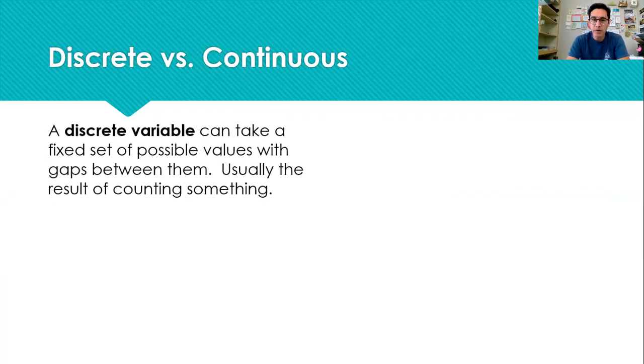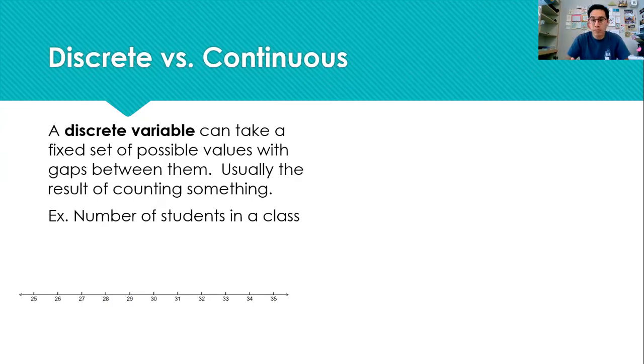A discrete variable only takes a fixed set of values, and there's going to be gaps in between them. This is usually the result of counting something. An example of a discrete variable would be the number of students in a class. Maybe there's 25 students in a class, or 26 or 27, right? We get these results by just counting, and there's naturally going to be gaps between the values because you can't have half a student or a quarter of a student or any fraction of a student. Students only come in whole numbers. So if we were to look at the values of a discrete variable on a number line, it would just be a bunch of points with gaps between.